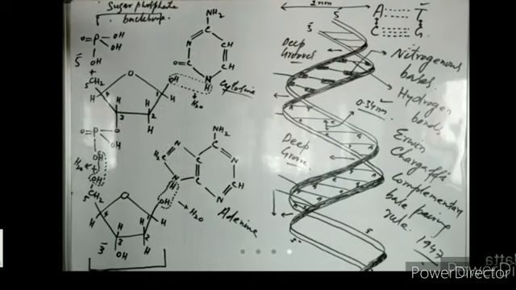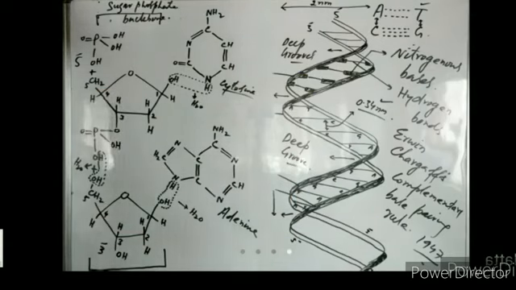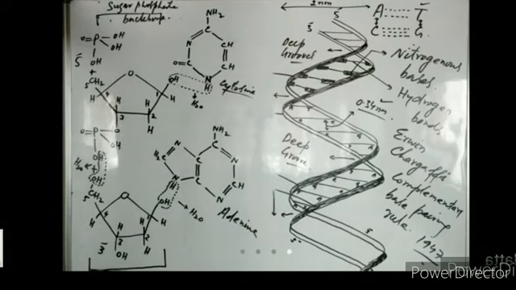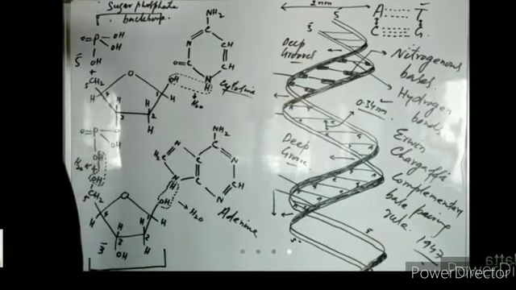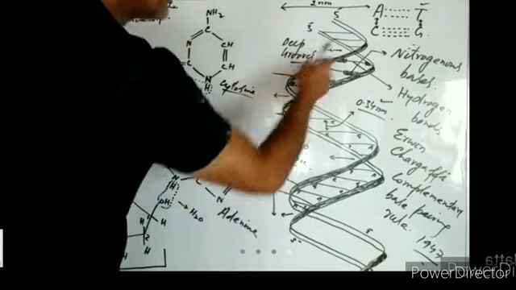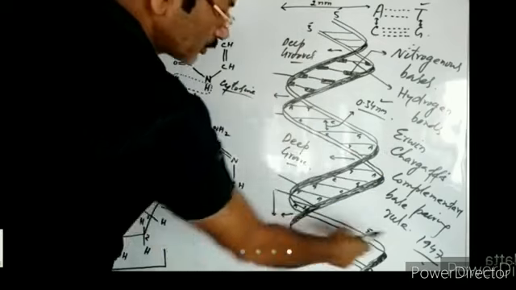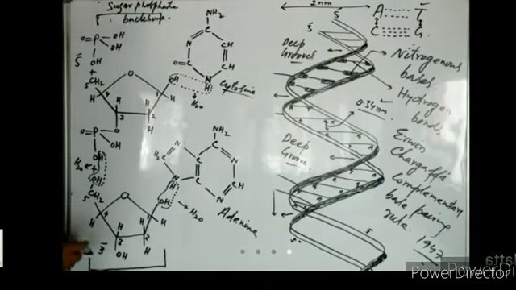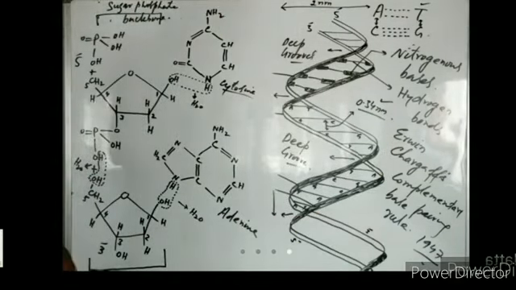How many polynucleotide chains are present in DNA? Come on, tell me. I know I am taking your extra time. There are two polynucleotide chains. This chain and this chain. These are two polynucleotide chains. But these two polynucleotide chains are opposite in direction.